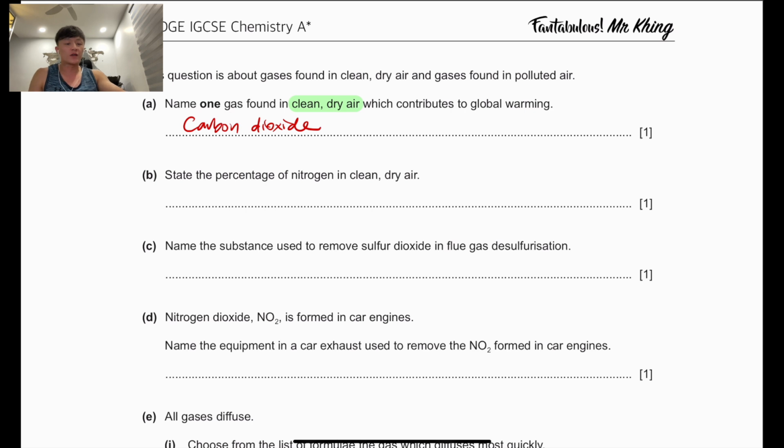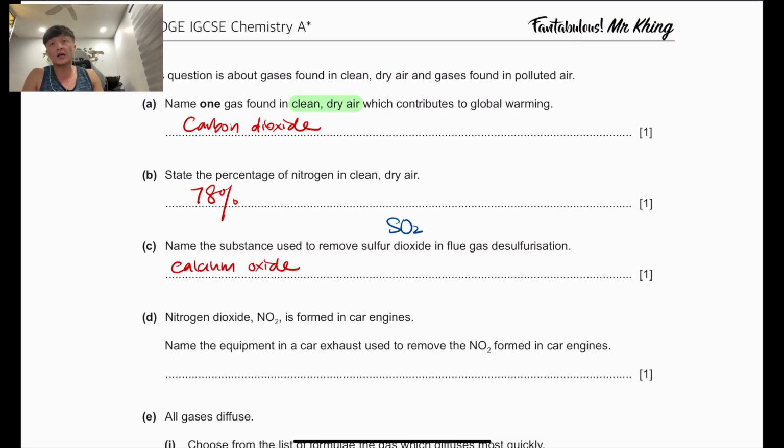So next, percentage of nitrogen in the air, about 78%. And then name the substance that can be used to remove sulfur dioxide. So you see first, what is sulfur dioxide again? You see sulfur, non-metal. Non-metal oxide, acidic oxide. So how can we remove acidic substance again? Remember, we always use calcium compound. So the answer can be like what? Like calcium oxide, calcium hydroxide, or calcium carbonate. It can only be a calcium compound. Any of that. Neutralization.